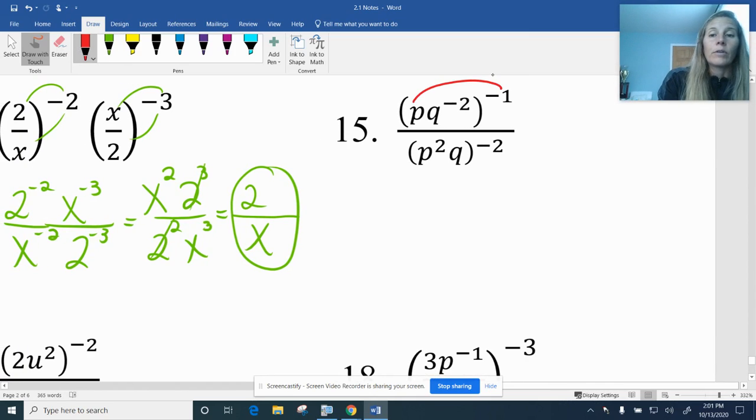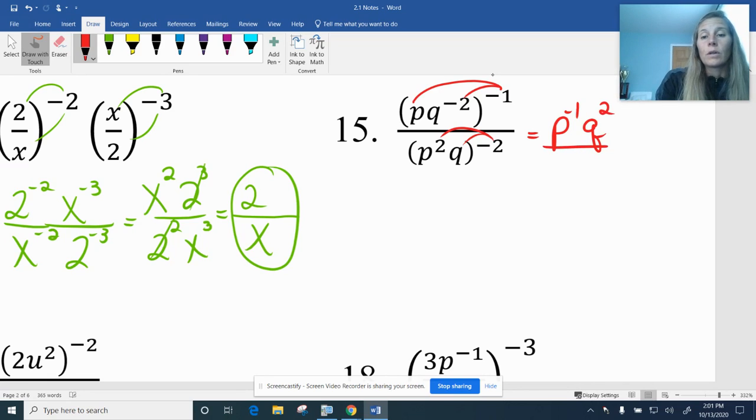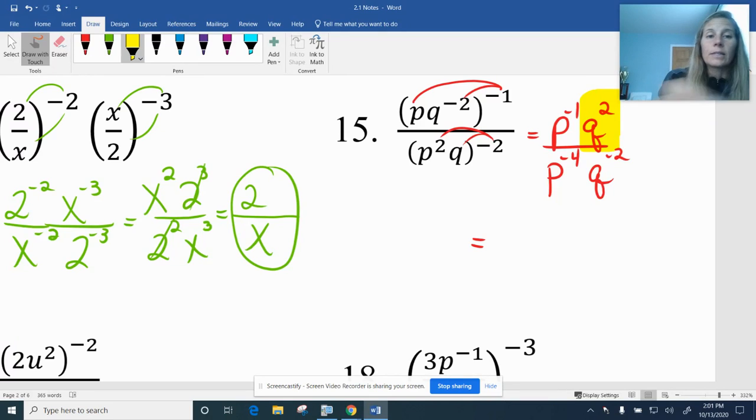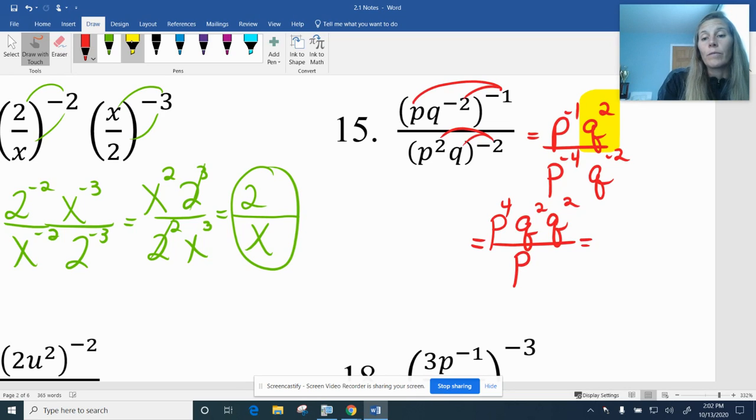Okay, 15, getting rid of this exponent here and here. So p to the negative 1 and q to the positive 2. On the bottom, p to the negative 4 and q to the negative 2. I'm switching everything but this q. This q here is going to stay because it's already positive, right? So that q stays on the top. And then this p from the bottom and the q from the bottom come up. And the p from the top goes down. Now, 4 minus 1 is p to the third, and 2 plus 2 is q to the fourth.